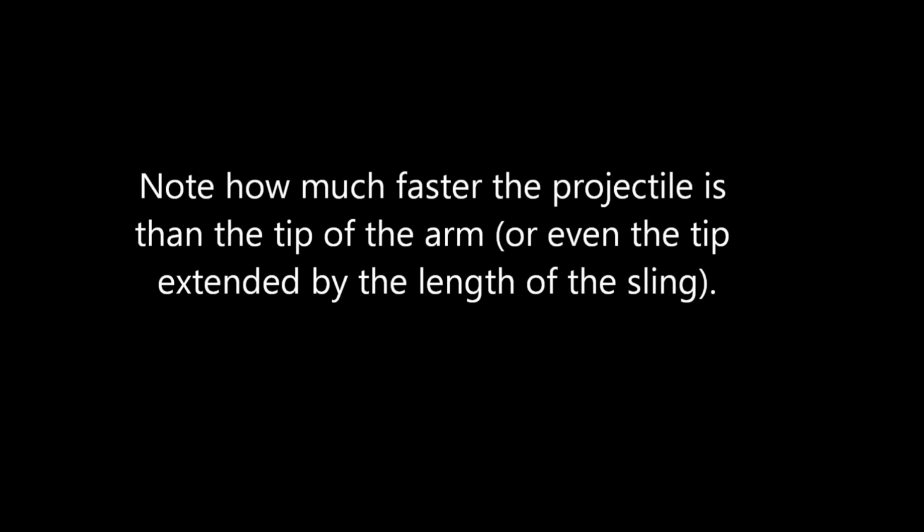Note how much faster the projectile is than the tip of the arm. In fact, at a key point, the arm actually goes almost stationary, while the projectile is moving very, very fast. This is called a sling stall point. Here, almost all of the energy is in the projectile, making it a very good place to release.